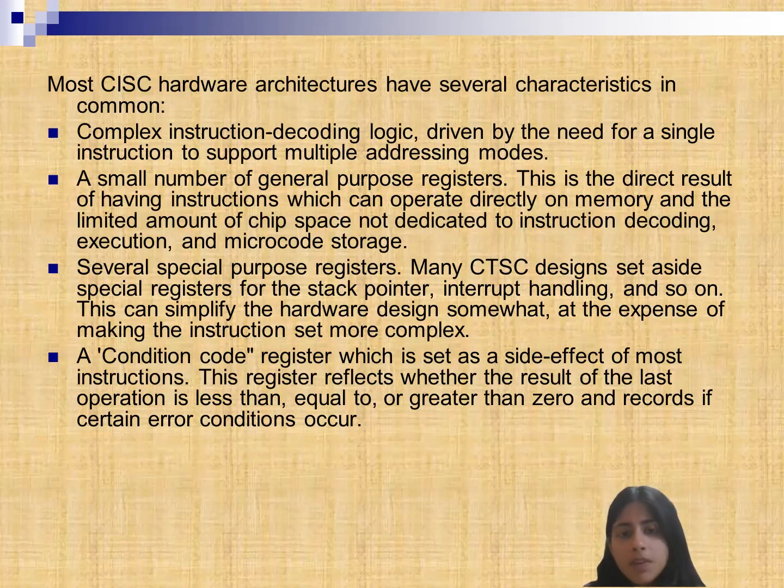Several special purpose registers. Many CISC designs set aside special registers for stack pointing, interrupt handling, and so on. This can simplify the hardware design somewhat at the expense of making the instruction code more complex. A condition code register, which is set as a side effect of most instructions. This register reflects whether the result of the last operation is less than, equal to, or greater than 0 and records if certain error conditions occur.